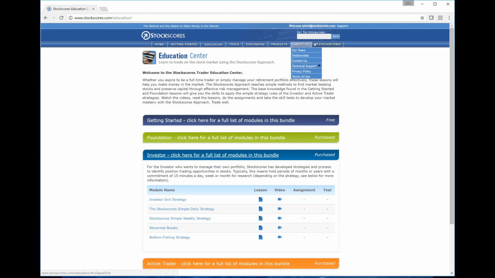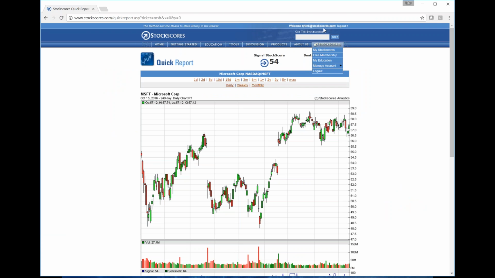So let's now go into a chart. I'll pull up a chart of any old stock. Let's pull up Microsoft. I do that by entering a symbol in the top right-hand corner of the website. And there I have a chart of Microsoft. Now you should see that this is a 240-day daily chart. All right, that basically is an 8-month daily chart.